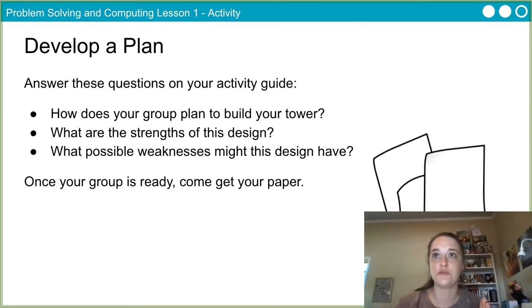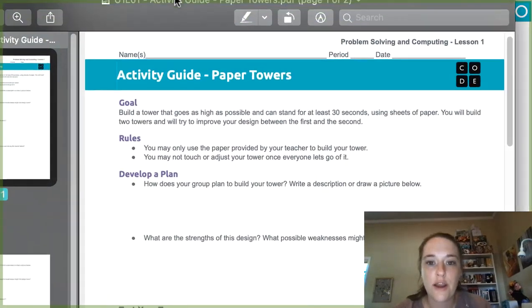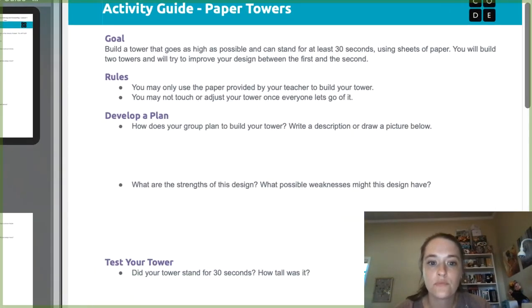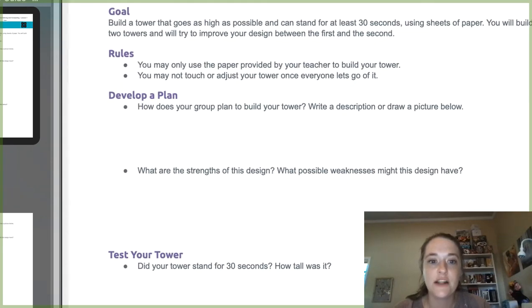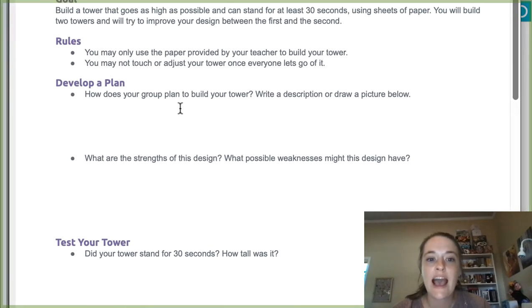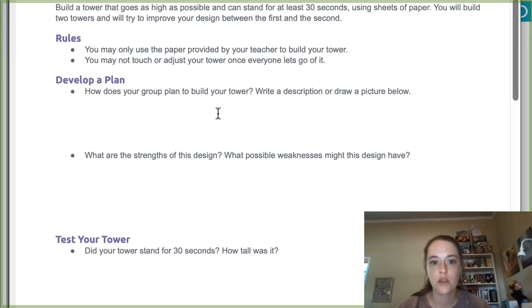So the first thing that you're going to do on your activity guide, right here, is plan. You need to develop a plan. So how do you and whoever you decide to work with plan to build your tower? Write a description or draw a picture. What is your paper tower going to look like? What are the strengths of this design? What possible weaknesses might this design have? Answer those and use complete sentences.